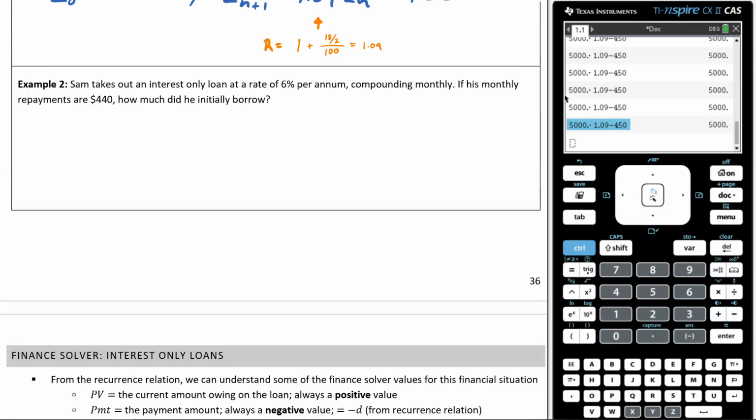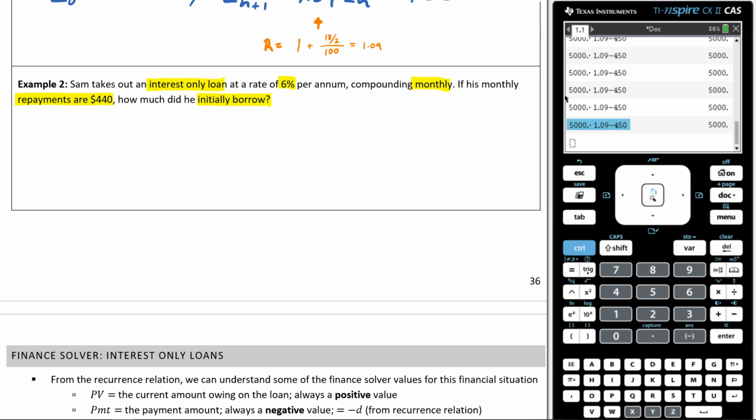Okie dokes, let's now answer example 2 here. It says Sam takes out an interest-only loan at a rate of 6% per annum compounding monthly. If his monthly repayments are $440, how much did he initially borrow? Take note of what I've highlighted there. I've made sure to highlight all the key parts of the question, which you should be doing before you answer something.